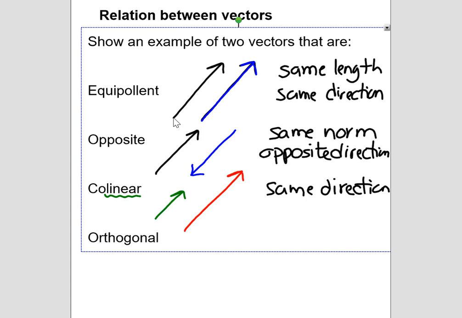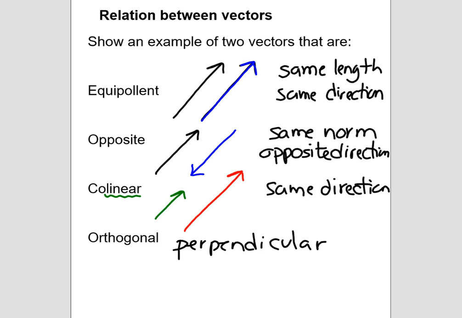And the last one is orthogonal. That means that they are perpendicular. Perpendicular. So this is going to look like, remember perpendicular means 90 degrees. Okay, so if I have one that's like this, the other one has to be like this. Do they have to cross exactly like that? No, not necessarily, but if I move them around, I will see that they are 90 degrees.